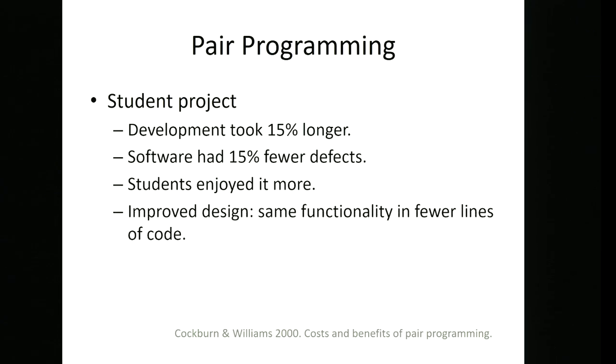Here's an important one. Improved design, and the way they measured this was that you could have the same functionality in fewer lines of code. It is not always the case, by the way, that an optimised solution is the most readable. You get to a point where that is absolutely not the case at all, things like HPC. But here, they were looking at it as being basically tighter code.